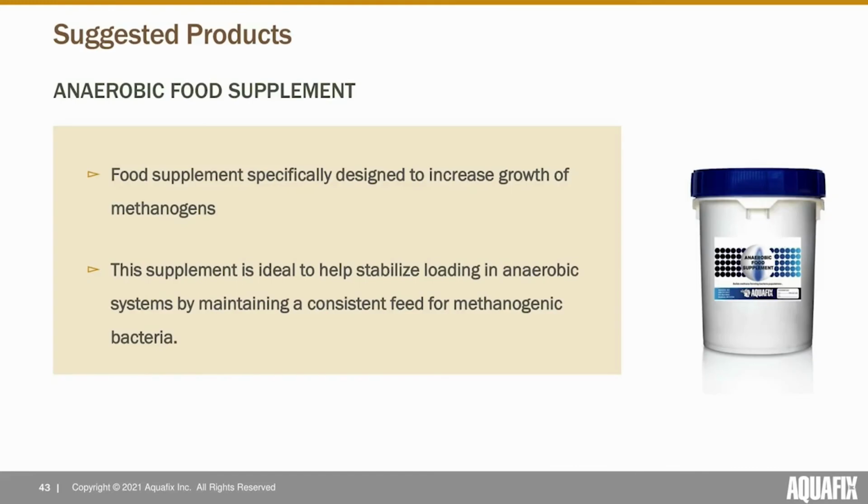So another product to talk about is our anaerobic food supplement, which we have a recent BMP study. I mentioned biomethane potential studies earlier, where you're measuring the amount of methane production in a small reactor. And this supplement is ideal for stabilizing loading to keep an active population of methanogens in sites with inconsistent loading. So if you're not able to put in that EQ or regulate when your sludge feed is coming in, it's nice to add something like our anaerobic food supplement during periods of low loading, because it'll keep your methanogens happy and active so that when the loading does ramp up, they will be ready to handle it.